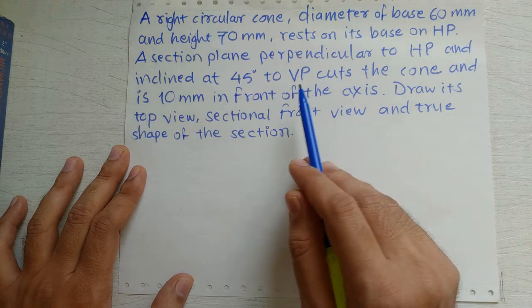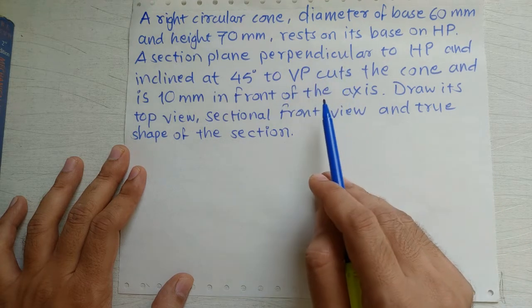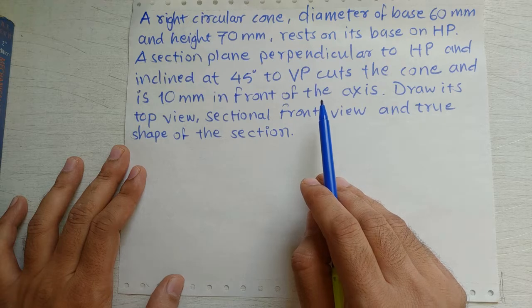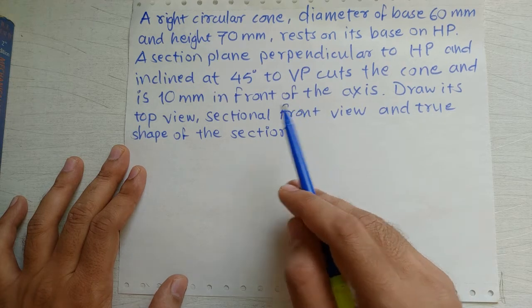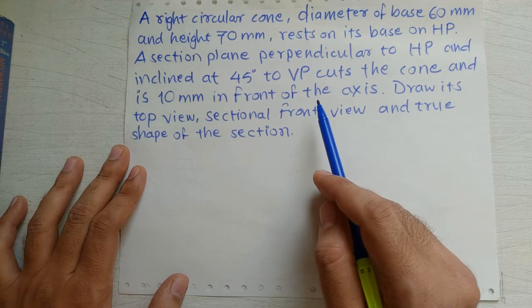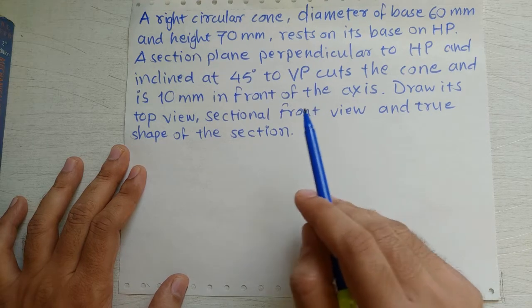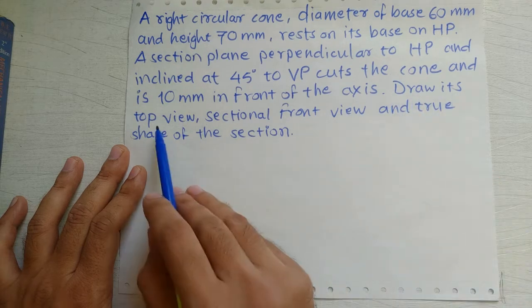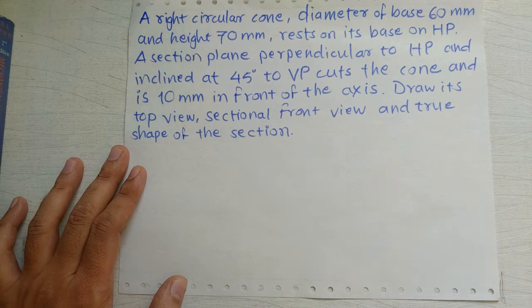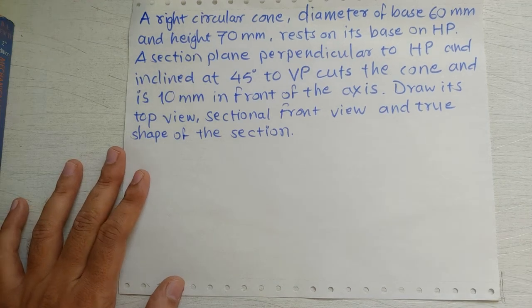So now, if the section plane is perpendicular to HP and inclined to VP, that will be visible as a line in top view, not in front view like the previous problem, right? So we have to introduce the cutting plane in top view in this problem. Draw its top view, sectional front view and true shape of the section. This is what the problem is.